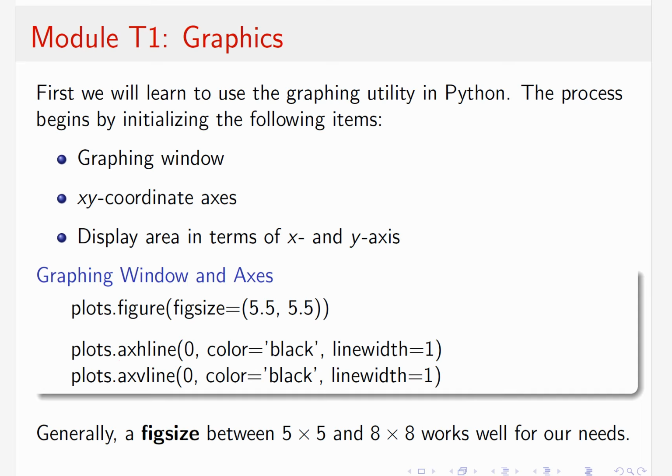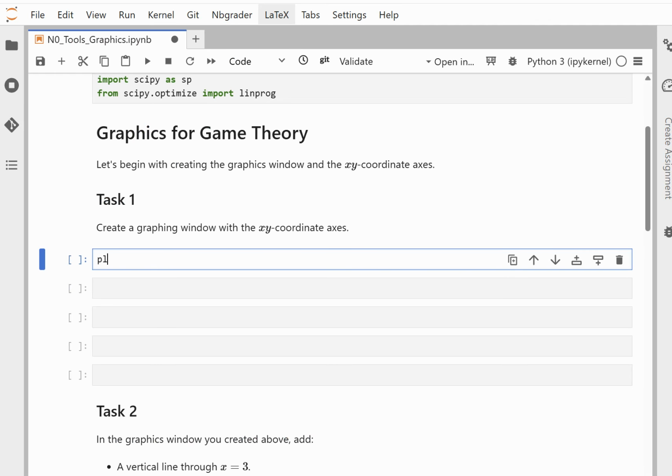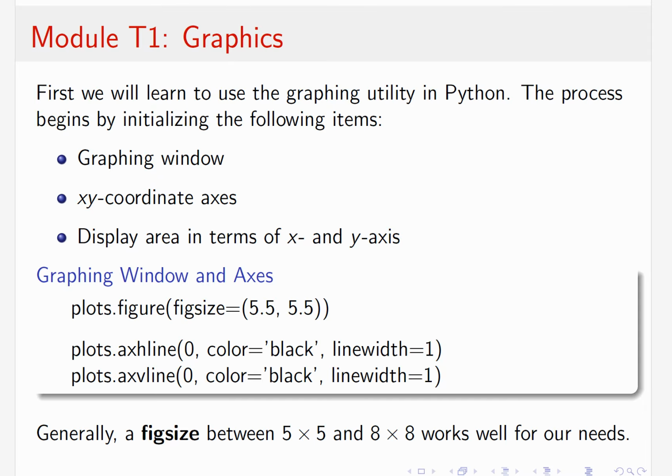And let me get rid of the scribbles there. Let's jump in. So we're going to do plots dot window, right? And fig size 5.5 comma 5.5. And hang on just a second. I believe I've gotten that command wrong, right? Plots.figure with fig size equals.